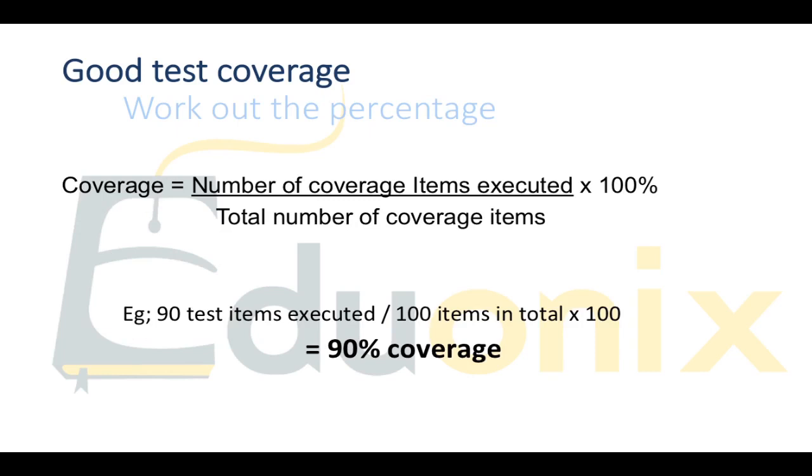This is the mathematical formula used to work out the coverage percentage. So coverage equals number of coverage items executed over total number of coverage items times 100. So an example would be 90 test items executed. There's 100 items in total, times 100 equals 90% coverage.